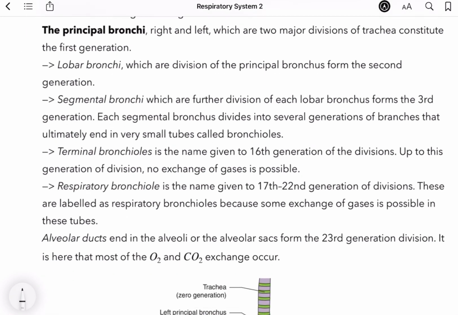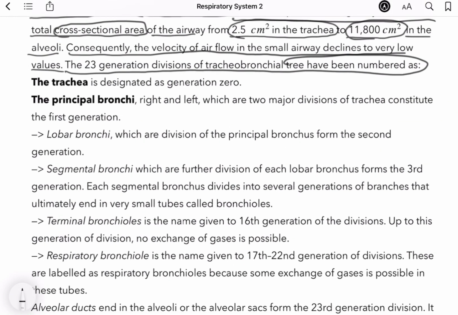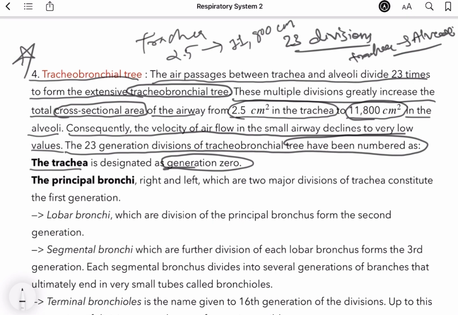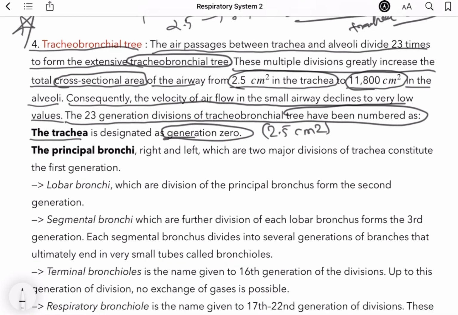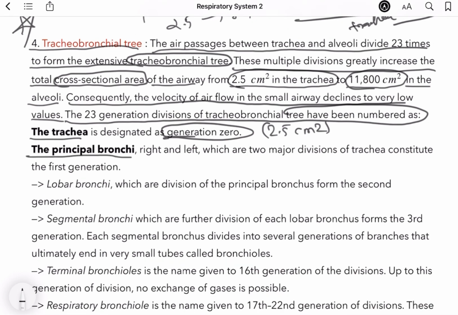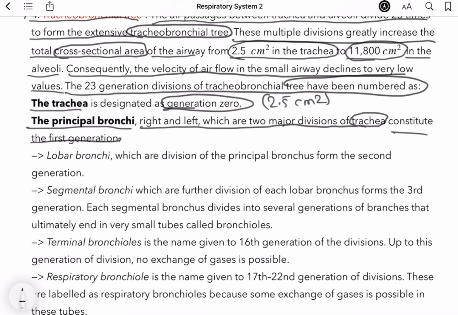Now we will see the tracheobronchial tree. First let us see the explanation, then we will see the diagram. So first, the trachea is designated as generation 0. As we have seen, it starts from the trachea, that is 2.5 cm square, which is generation 0. Do remember this, it is very important. Then the principal bronchi, that is the right and left bronchi, which are the two major divisions of the trachea, constitute the first generation.